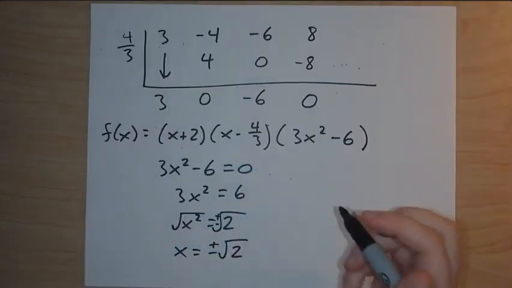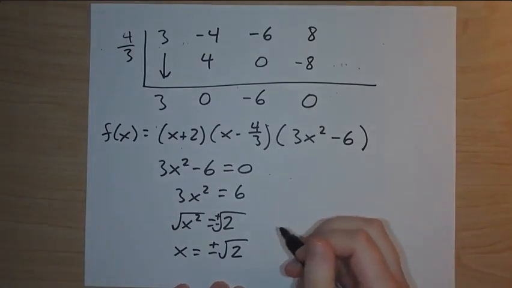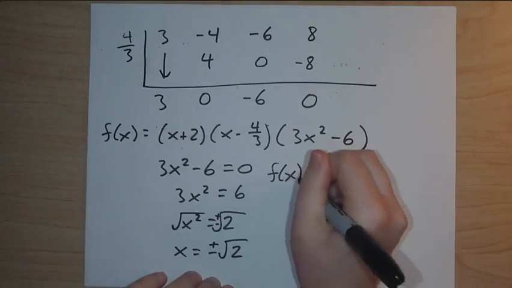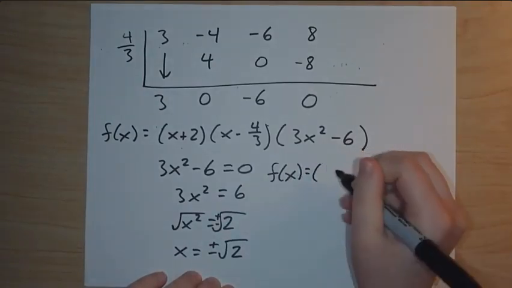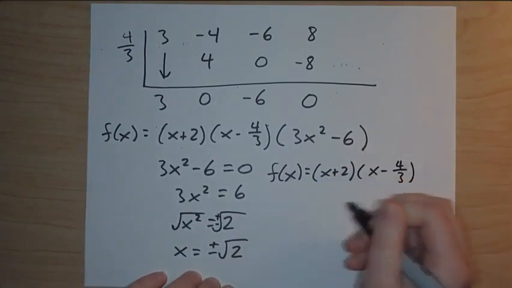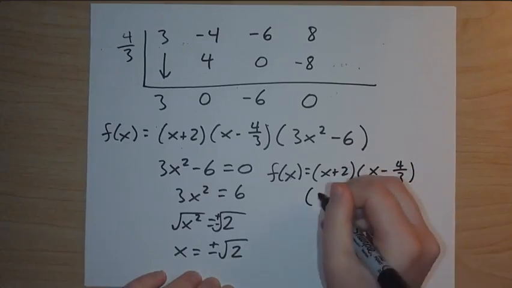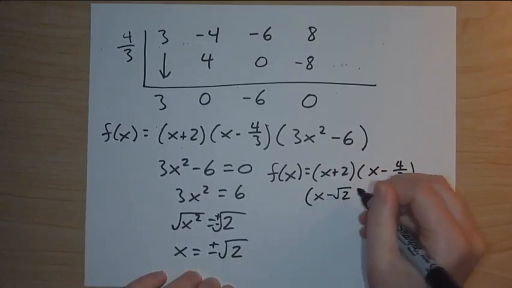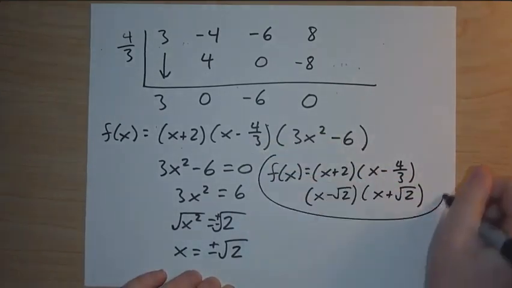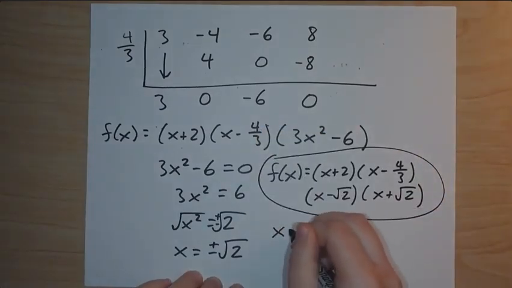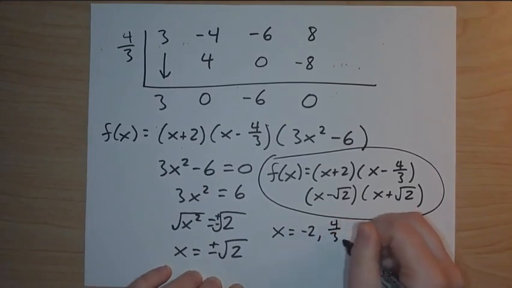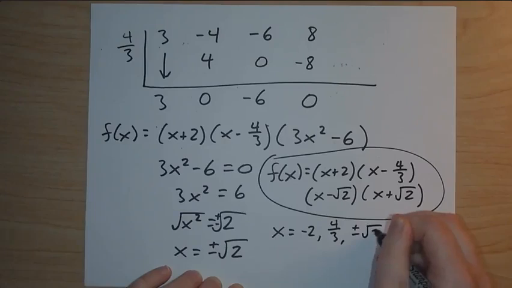So we know that we can rewrite f of x. So I'm just going to rewrite right here in completely factored form as x plus 2 times x minus 4/3. And then continuing down here, I've kind of run out of space. And x minus square root of 2 times x plus square root of 2. So this right here is the completely factored form. And our zeros are x is equal to negative 2, positive 4/3, and positive and negative square root of 2.